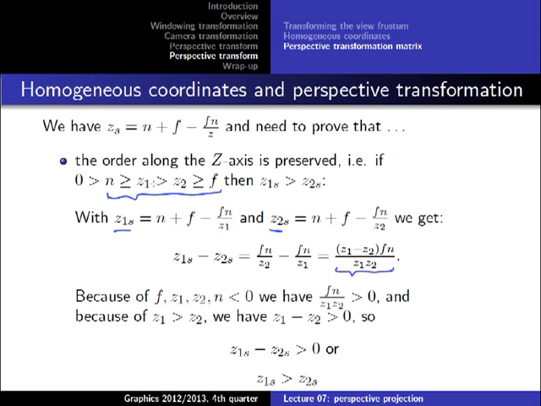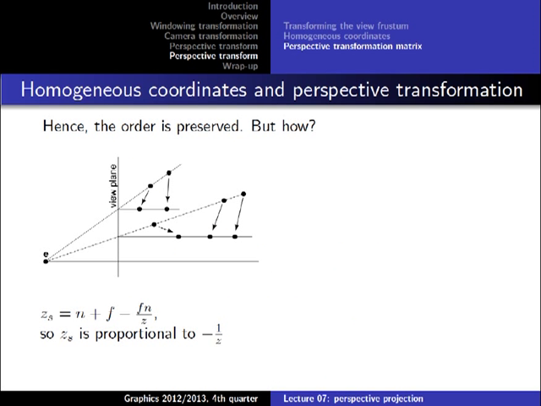And here we see, since all of them are negative if we're looking in the negative z direction, or all are positive if we're looking in the positive z direction, this right side here, f n divided by z1, z2, will always be positive, because it's minus, minus, minus, minus. And z1 is larger than z2. That was our major condition at the beginning. That means this difference is also larger than 0, but that means, of course, that the whole thing is larger than 0. And if it is larger than 0, then z1s must be larger than z2s. So this condition is fulfilled. So they really preserve the order.